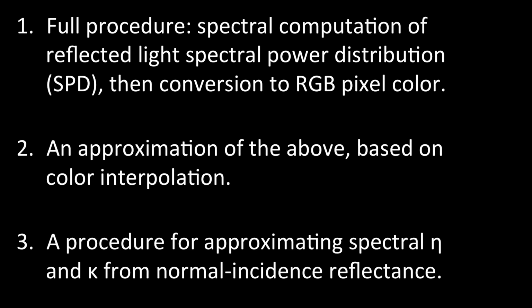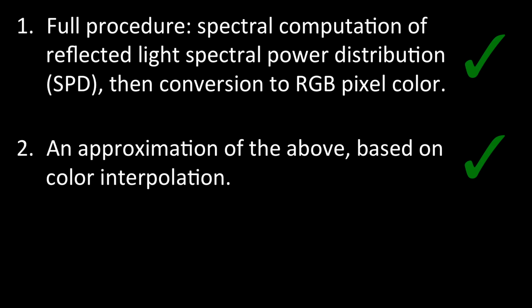And finally, a procedure for approximating spectral eta and kappa from normal incidence reflectance. It turns out that the third procedure yields gross errors and should not be used. Further details on this are available in the course notes. Fortunately, that part is not key to the paper, so we will focus on the other two parts.